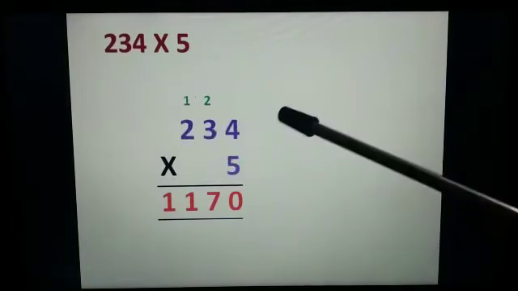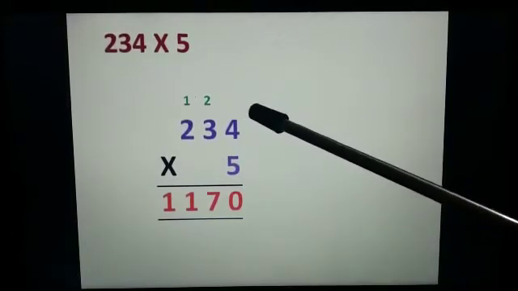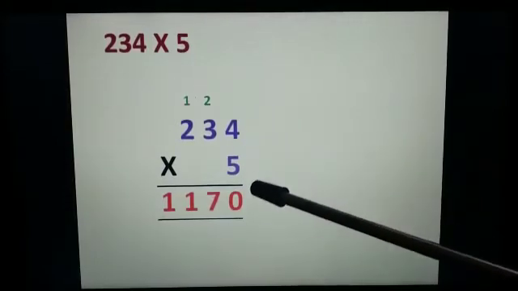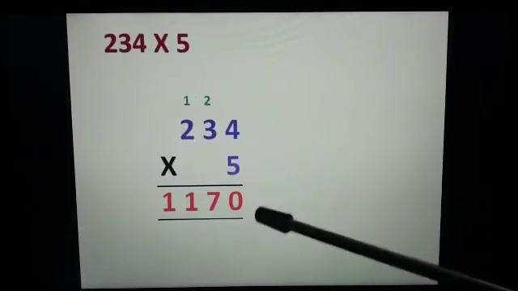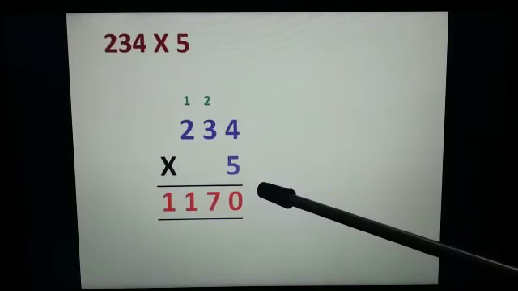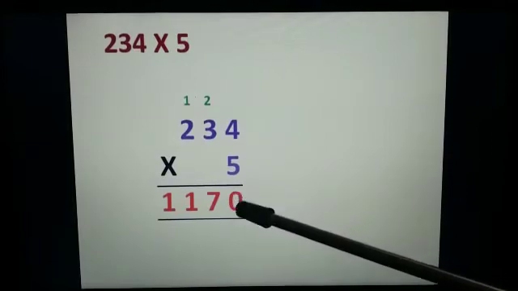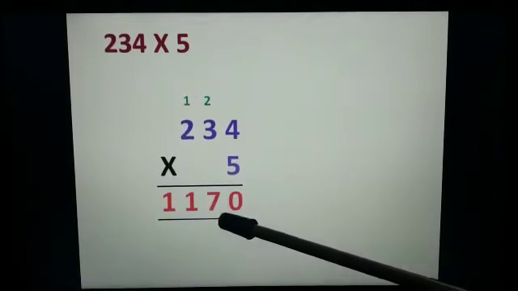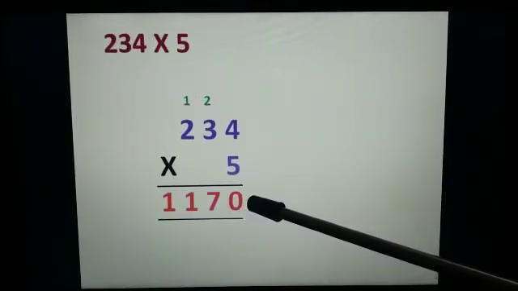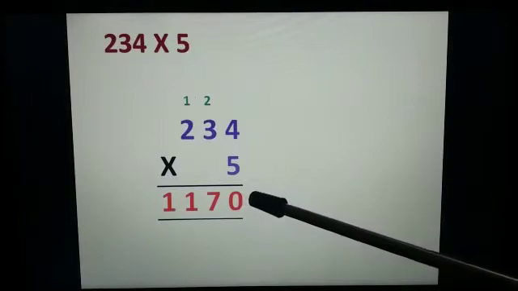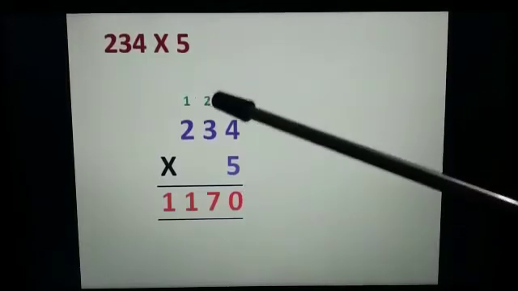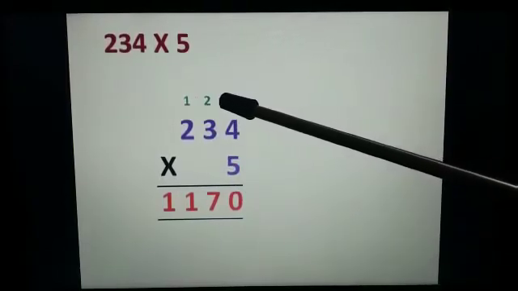First I multiply the digit at the ones place, that is 4. Now 5 fours are 20. So I need to write the answer of 5 fours in the ones place. But I know that the ones place can have only one digit. Now 20 means 0 at the ones place and 2 at the tens place. So 0 ones will be written in the ones place because I have 0 ones. And I have 2 tens. So 2 tens will be carried over to the tens place.